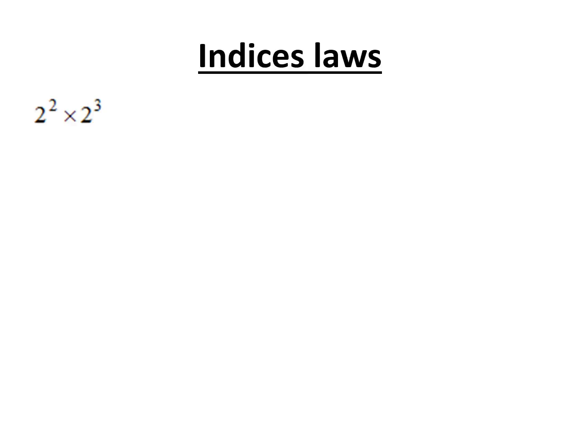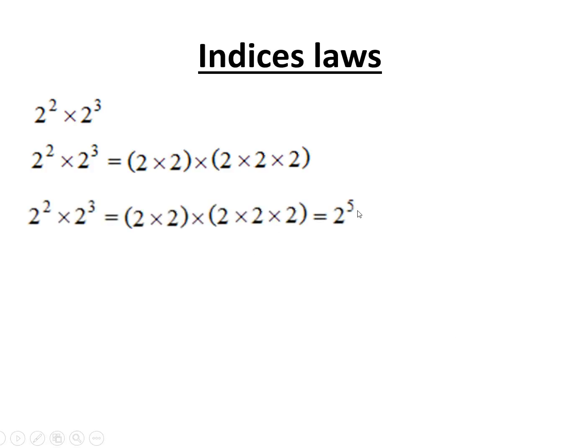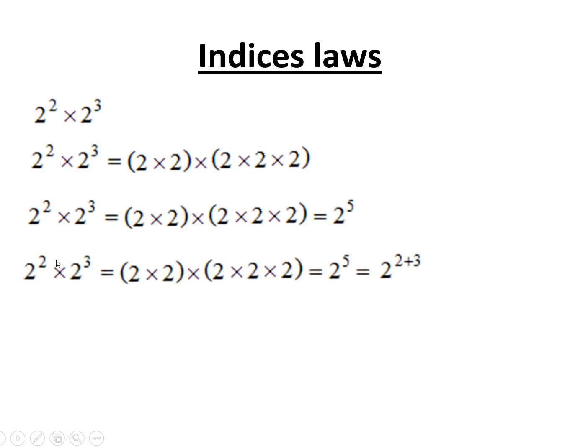So if we're doing 2 squared times 2 cubed, this is the same as 2 squared, which is 2 times 2, times 2 cubed, which is 2 times 2 times 2. And then you see you've got 5 2s there, so that's the same as 2 to the power of 5. And 2 to the power of 5, well, the 5 is 2 plus 3, so that's not a coincidence, that's a particular rule. So that's a to the power of m times a to the power of n equals a to the power of m plus n.